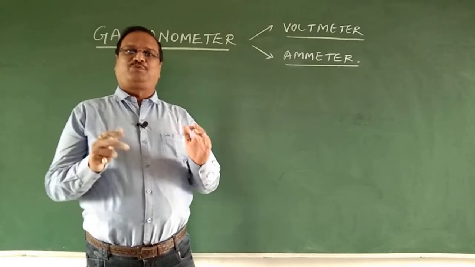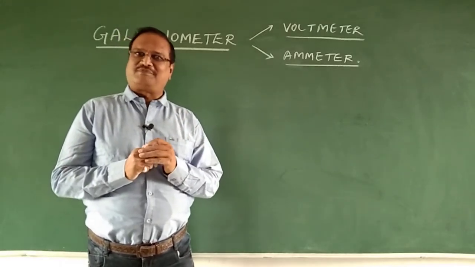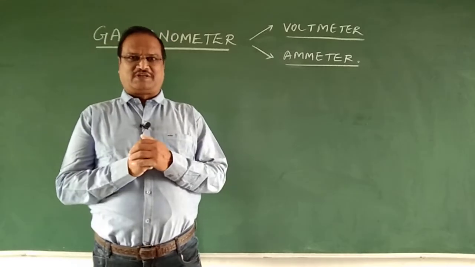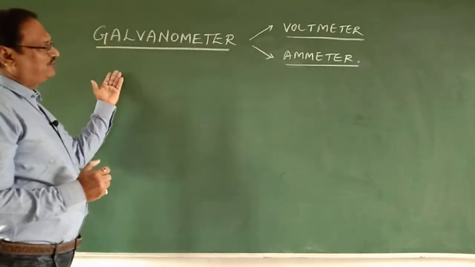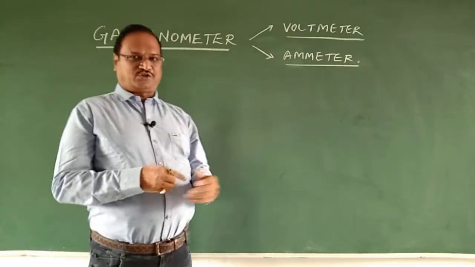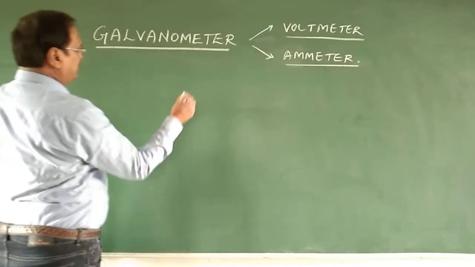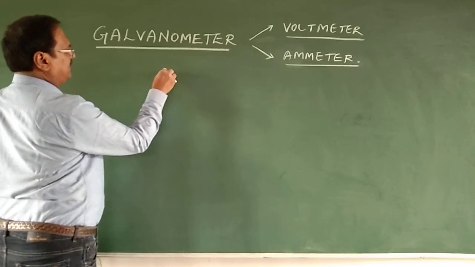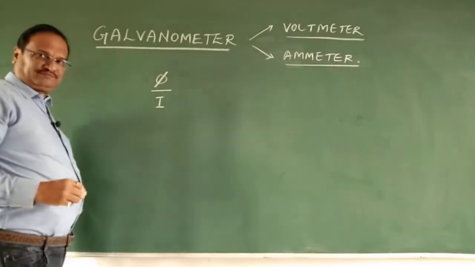I hope you are able to understand the concepts in magnetism, magnetic effects of current. This is the last topic and it's very simple. Before we go into a galvanometer being converted into a voltmeter and into an ammeter, I want to say a few points here. In the last video, we studied about current sensitivity, the deflection produced per unit current.